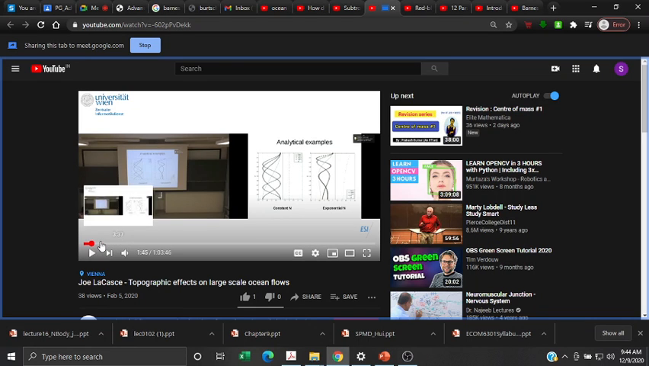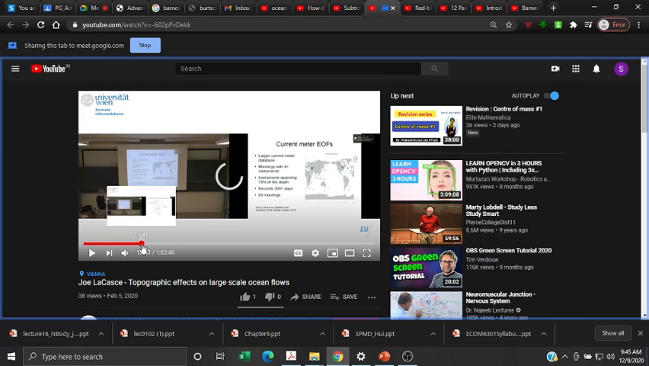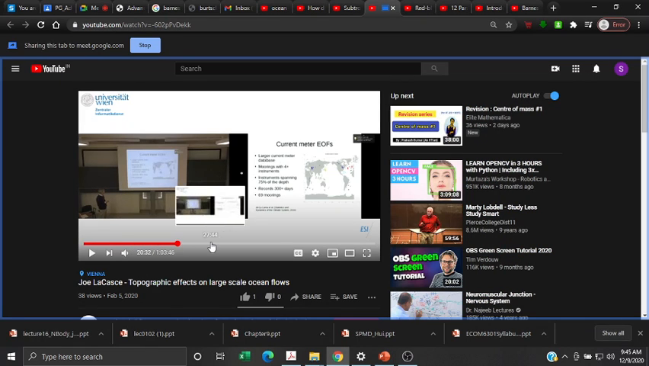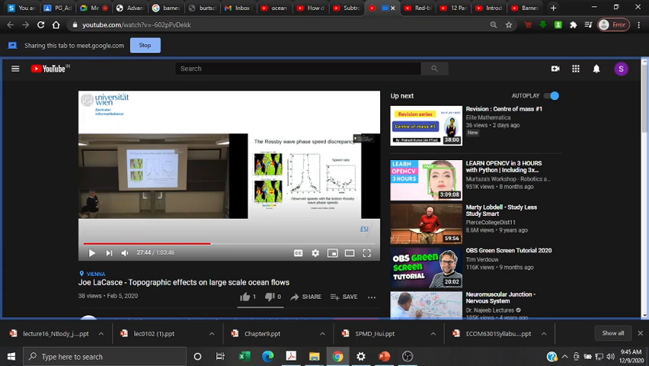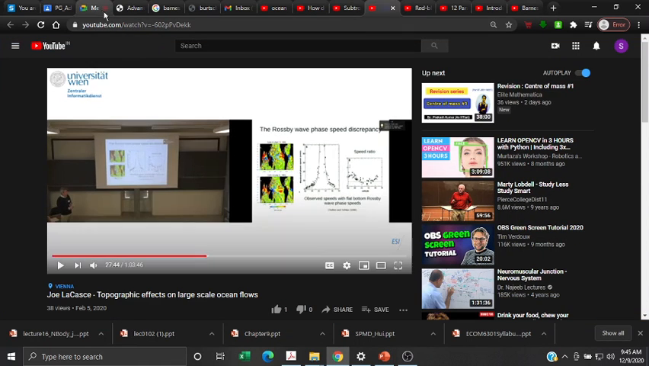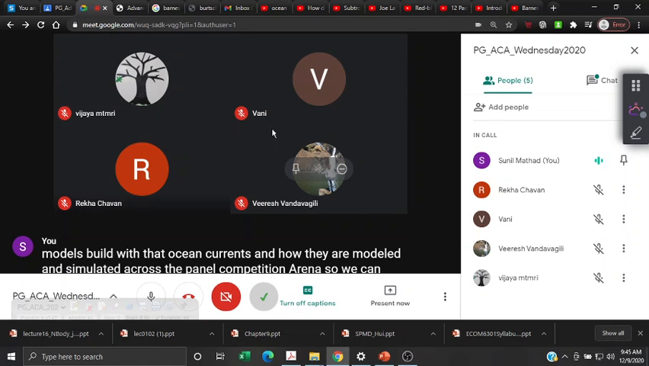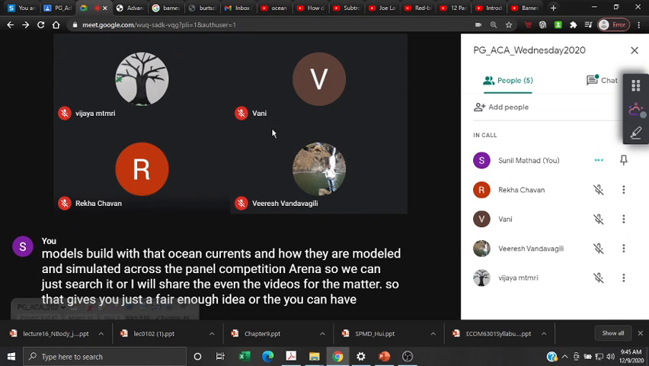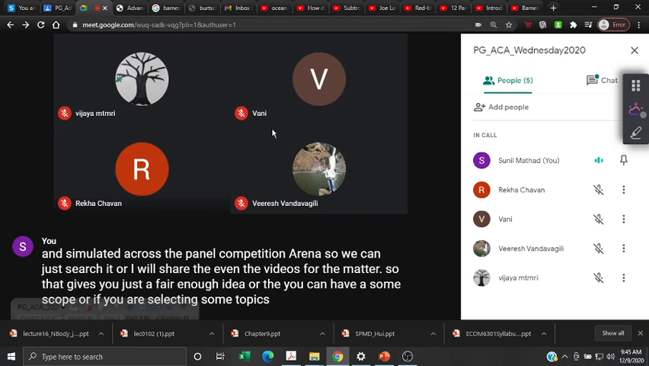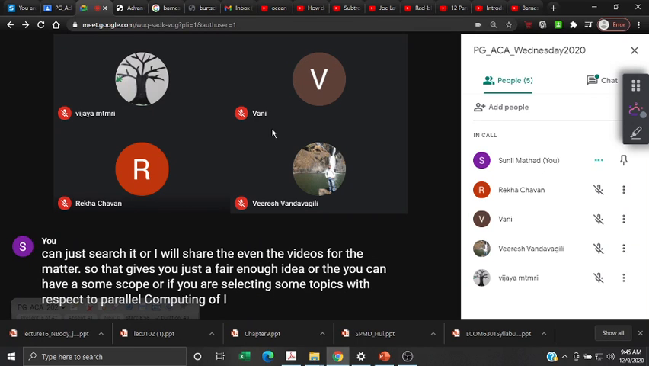He's explaining the mathematical models built with respect to ocean currents and how they are modeled and simulated across the parallel computation arena. So you can just search it, or I will share the videos for that matter. That gives a fair enough idea, or some scope, if you are selecting some topics with respect to parallel computing, or I want to explore OpenMP, I don't have good enough problem statements.